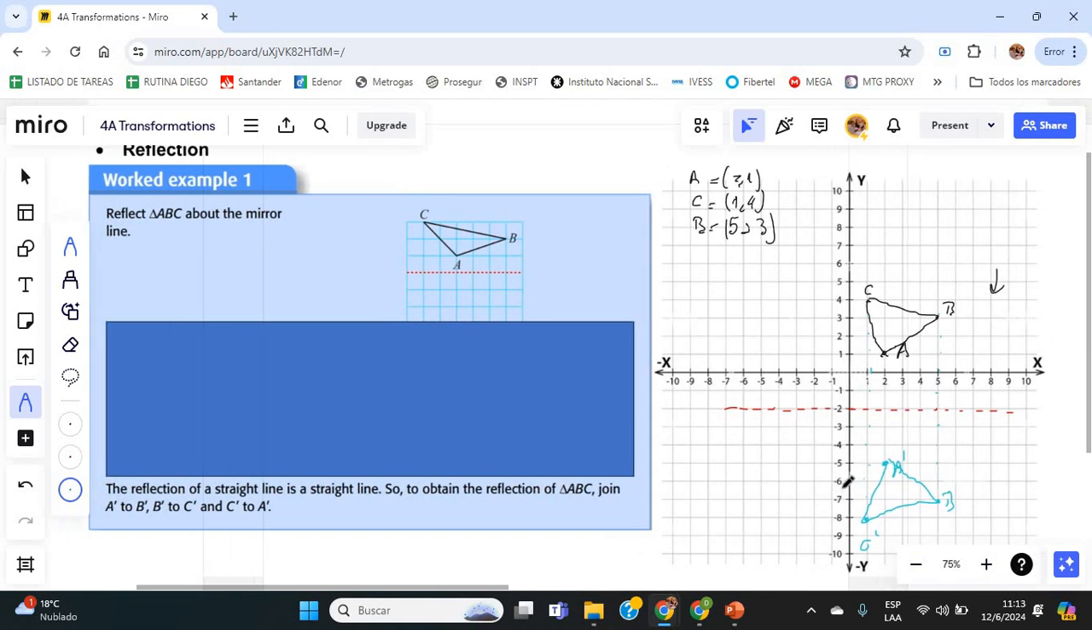And this is basically the transformation of reflection, okay? You have to take into consideration the mirror line, and all the distances have to be perpendicular to the mirror line, okay? If we were to draw, for example, say 1, 2, 3, and 1, 2, 3, and this is A prime, then this is not a reflection, okay? Because the distance is not perpendicular to the mirror line. It has to be perpendicular to the mirror line.